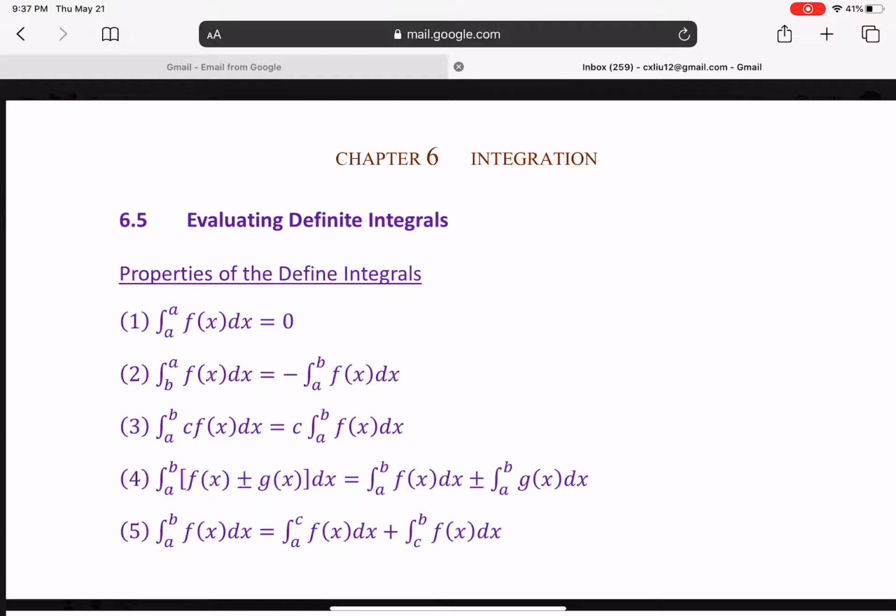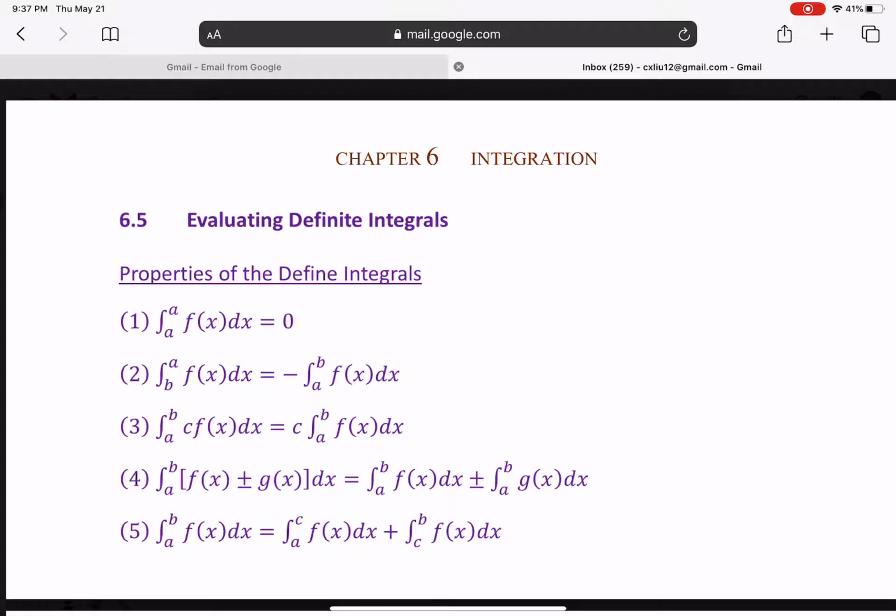Hello. Today we're going to discuss 6.5 evaluating definite integrals. We're going to start from some properties of the definite integrals. Property 1. If you integrate the function from a to a, you get 0.